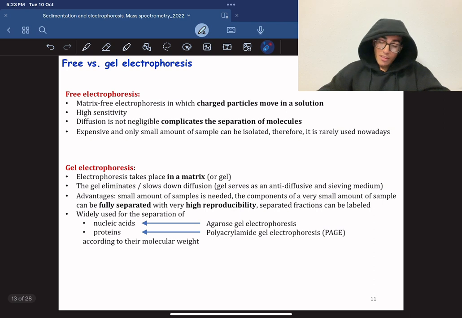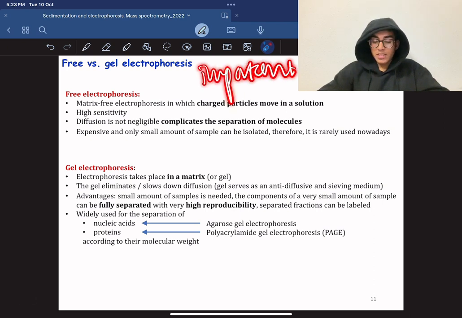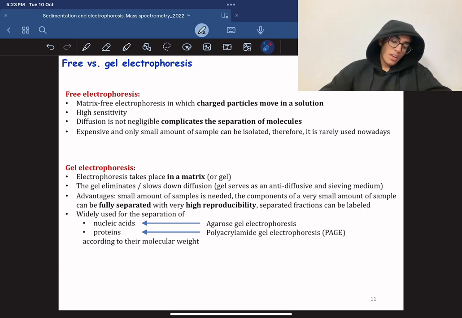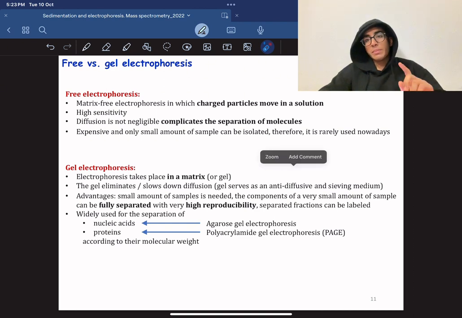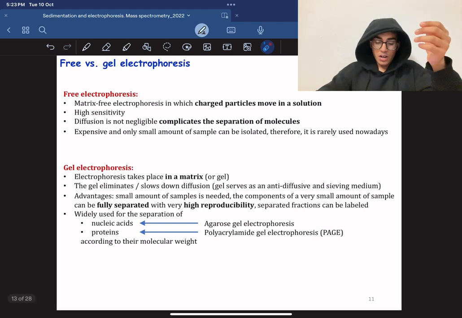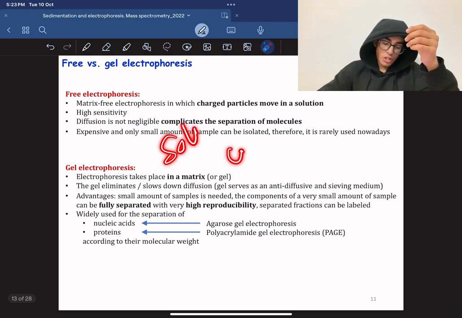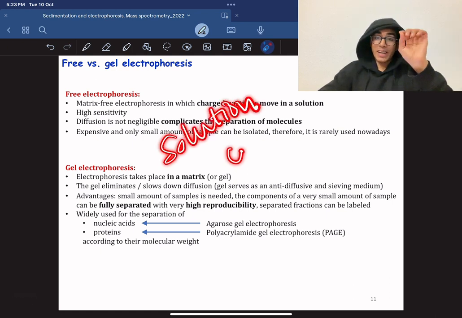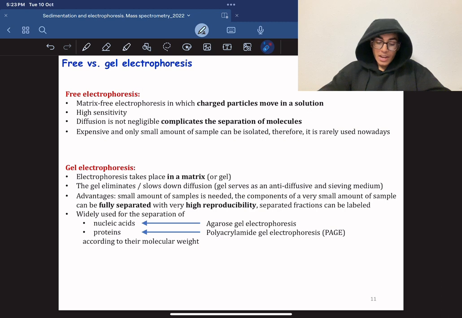Moving on. I think this is important, because this is a very easy question to ask for the essay type questions. Free and gel electrophoresis. Very simple. The main concept is the medium. The medium is the main difference. For free electrophoresis, you use a solution which does not contain a matrix. Matrix free.